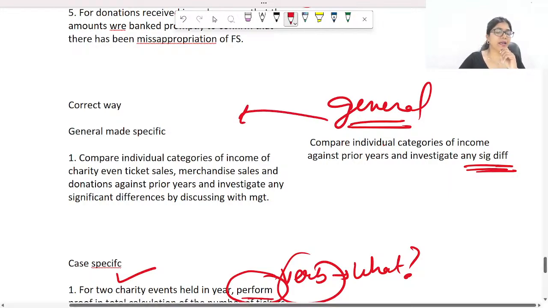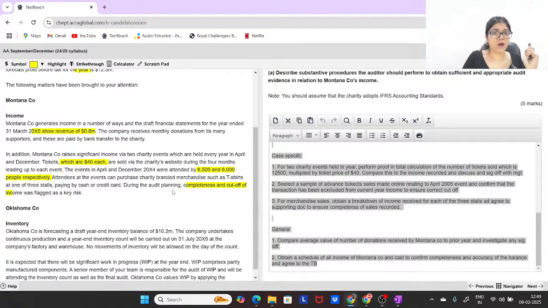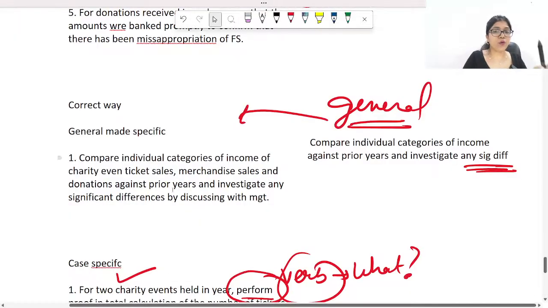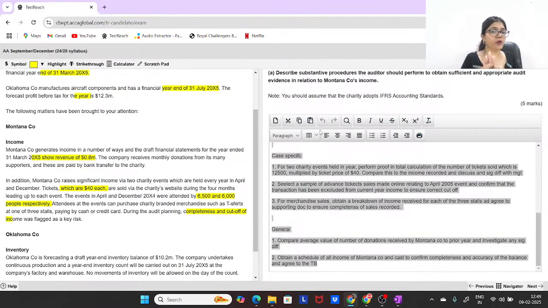How do I make it case specific? I will go back to my case. What are the multiple categories that I'm fluctuating in for my income? I am going with my three things I'm getting my income from. One is donations, which we came to know from here that they are getting monthly donations, right? Second thing is the tickets sold, the events that they are having, and the third one is the merchandise that they are selling. So these are three types of income that they have, right?